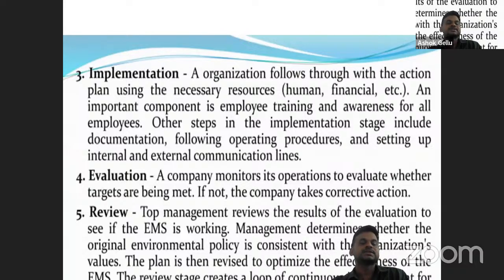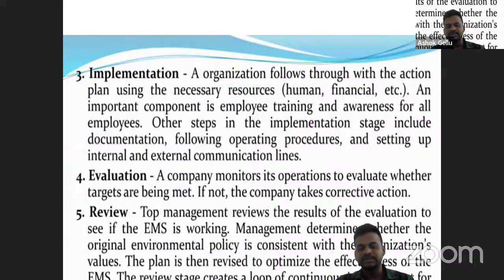Other steps in the implementation stage include documentation. What are the actions we have taken? We need to document everything in the organization, following operating procedures and setting up internal and external communication lines.